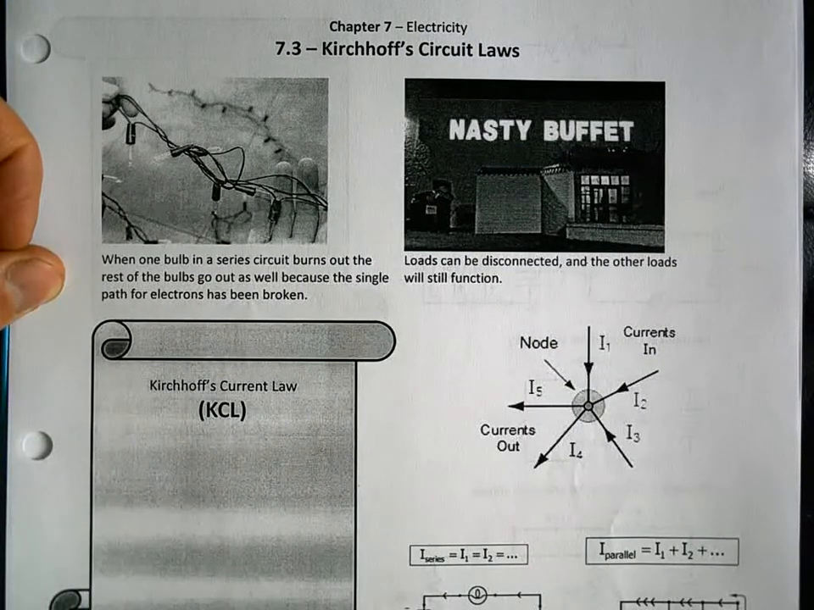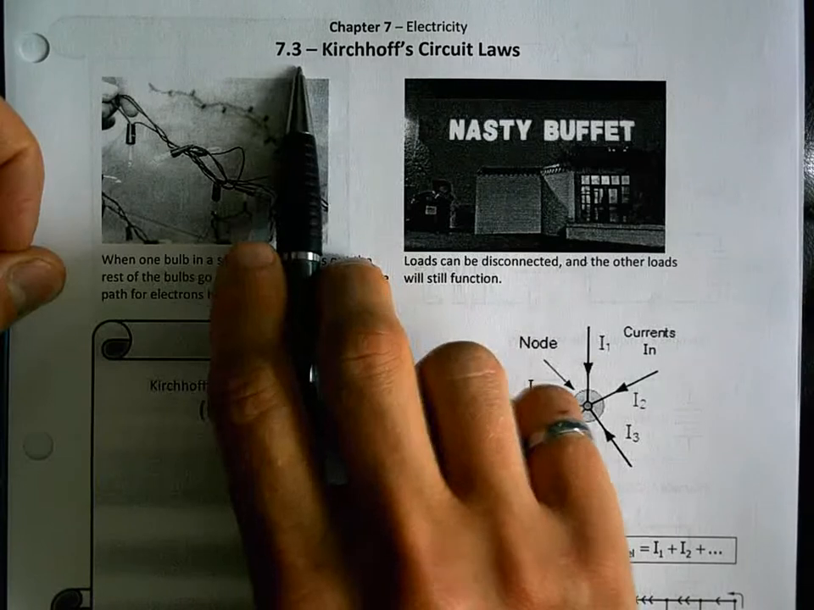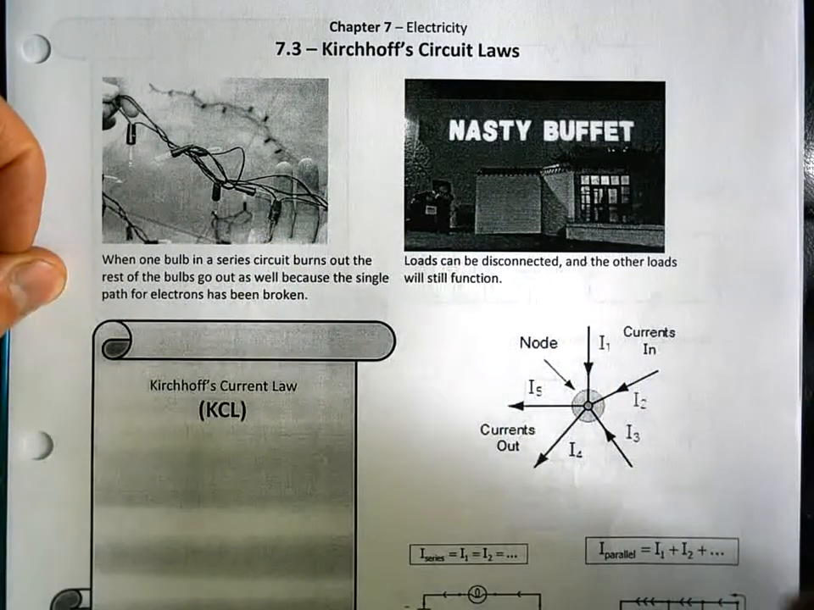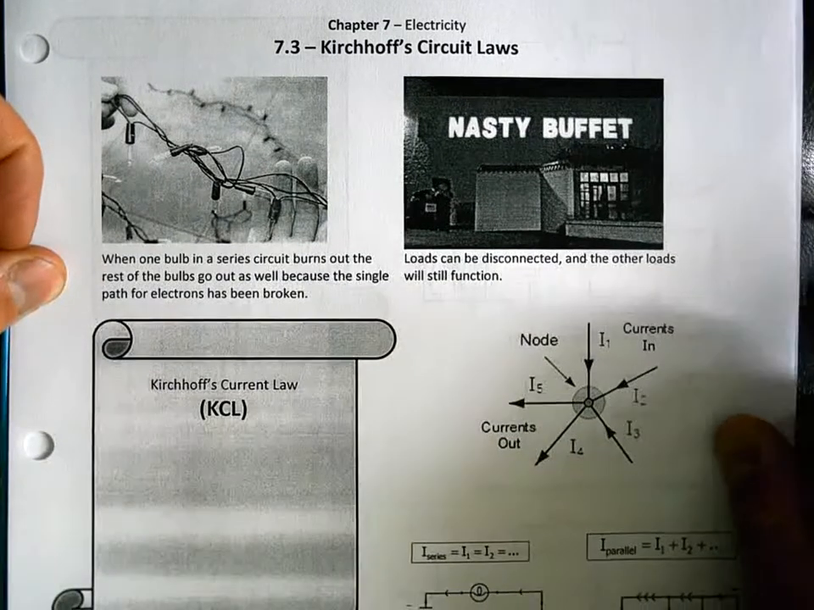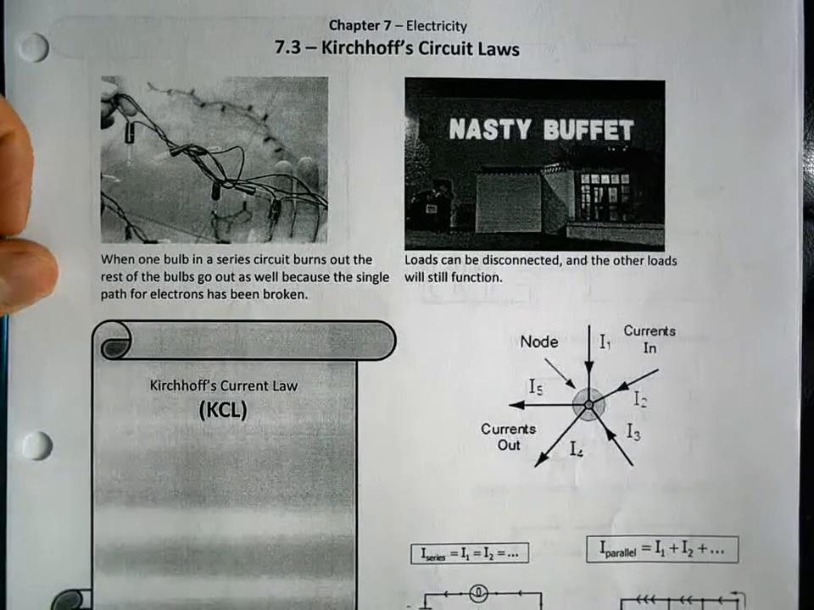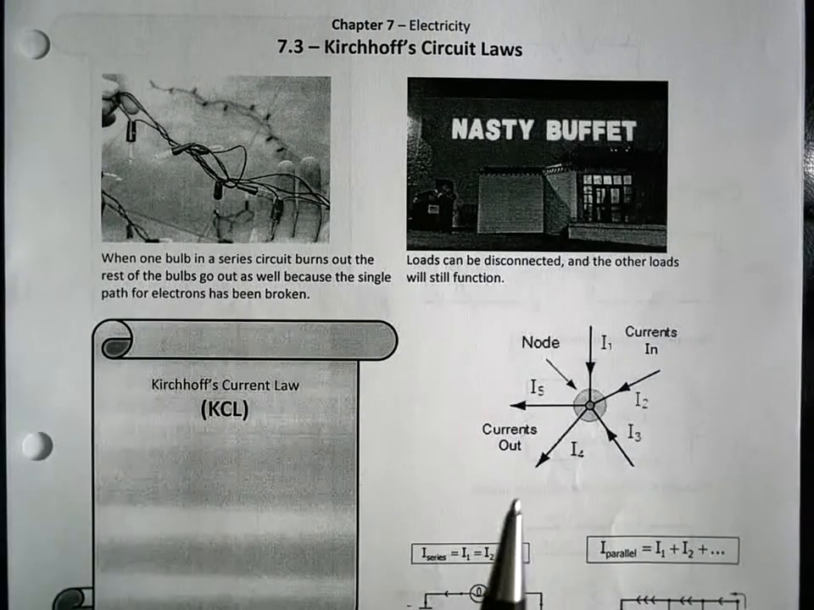Hello, it's Mr. Colati, and today we're going to be going through 7.3 Kirchhoff circuit laws. And this is the first section that extends beyond what we learned in grade 9, and it can be a little tricky because we're going to be doing circuit analysis. So let's first go through the Kirchhoff current law.